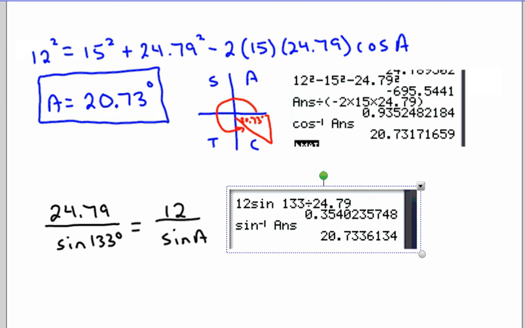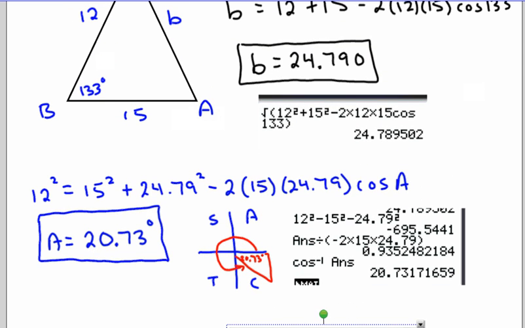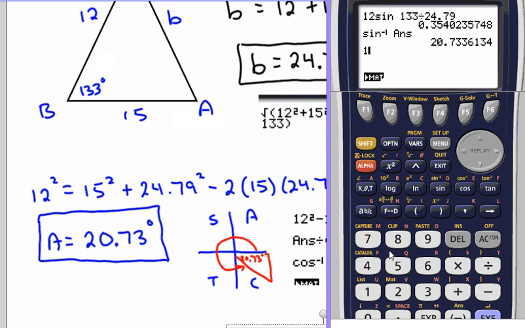And now if we were doing this strictly with the law of sines, I would also have to check what's 180 minus that answer. So the angle could also be 159.27. But that angle wouldn't fit in this triangle with 133, so it's not possible. So this would be a case where we use the law of sines, there's only one triangle.